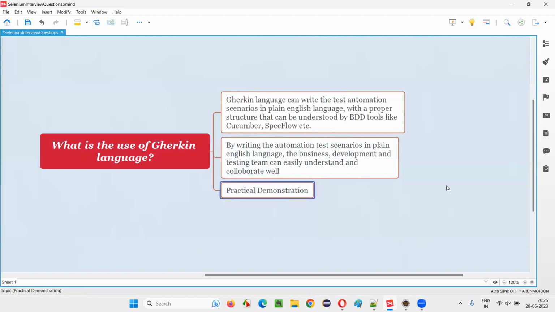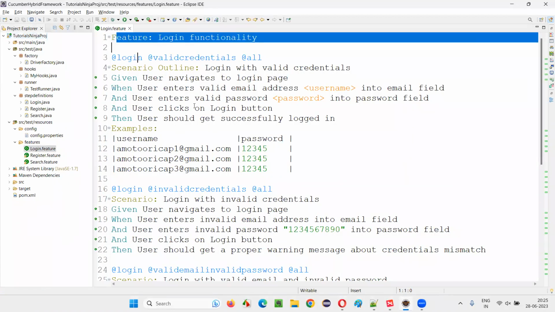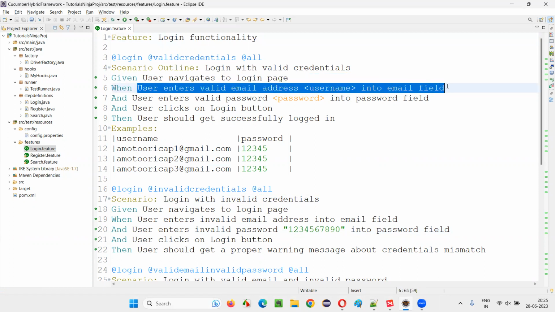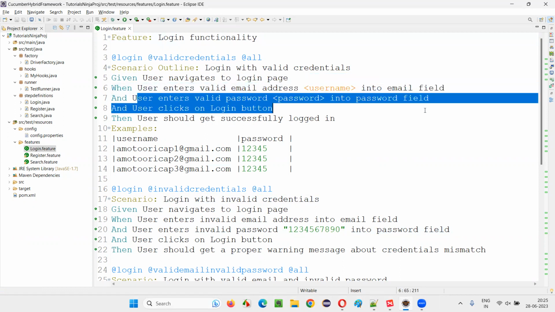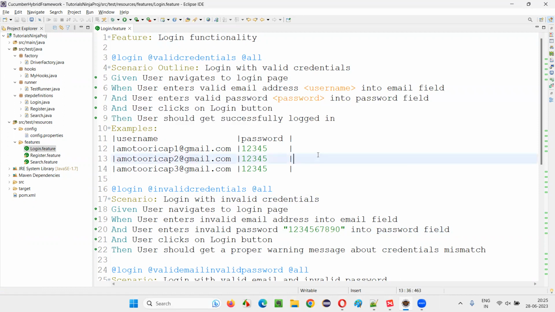Before winding up this session, let me show you how the Gherkin language looks. You go to this Eclipse IDE, and here I have created one of the feature files where these scenarios are written in Gherkin language. You see, they look like very plain English. Login functionality, user navigates to login page, user enters valid email address into the email field, user enters valid password into the password field, user clicks on. Anyone can understand this. Business team can understand, development team, testing team, anyone can understand.